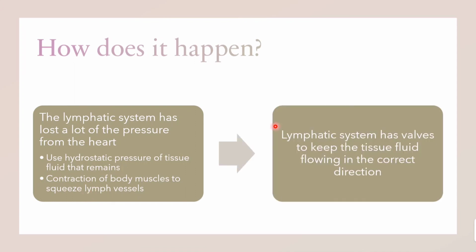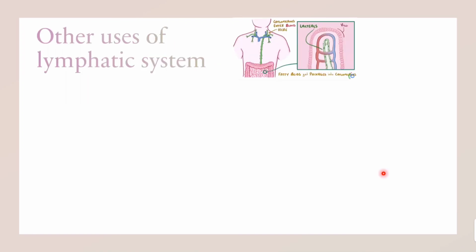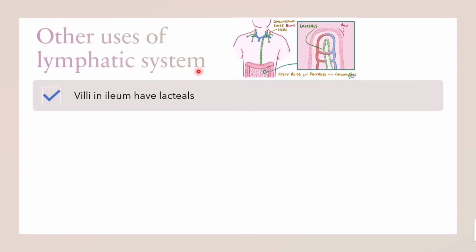And that means the lymphatic system has to have valves, and these valves keep the tissue fluid flowing in the correct direction up to the heart. So what are the other uses for our lymphatic system other than draining excess tissue fluid and transporting it back to the heart? Well, the villi in our ileum have lacteals, and lacteals are little lymphatic vessels.